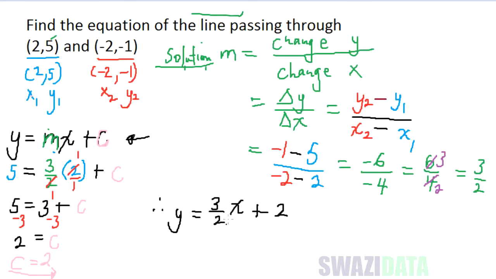So let's remove the bracket and multiply everything by 2. Multiply y by 2 to get 2y is equal to 3x plus, because when we multiply by 2 here the 2's cancel, and when we multiply 2 by 2 we get 4. 2 times 2 is 4. So we have 2y is equal to 3x plus 4.